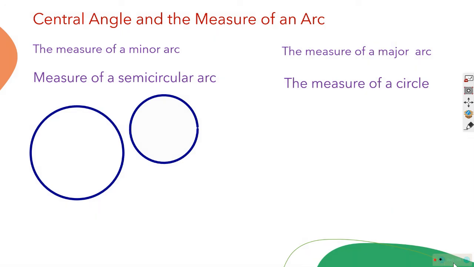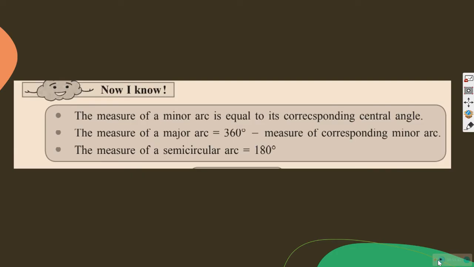So what ultimately you learned in this chapter is, the measure of a minor arc is equal to the corresponding central angle. The measure of a major arc is equal to 360 degrees minus the measure of the corresponding minor arc. That's why we did 360 minus 80 to find out the measure of minor arc and major arc separately. The measure of a semicircular arc is equal to 180 degrees. I think this is enough for you to follow this chapter.